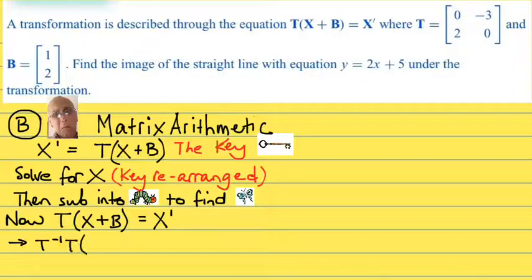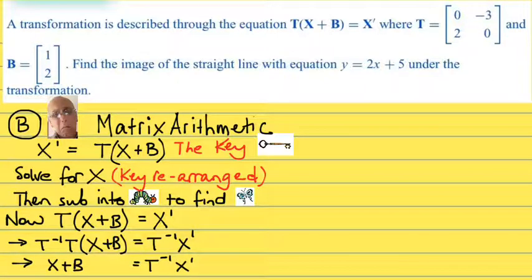So you multiply both sides by T inverse, and that dissolves the first two terms on the left hand side into the identity matrix, which is just 1, so you can forget writing that. And that's what we get. Now we've got to get capital X by itself, so we subtract B from both sides. Now that's what gets me my capital X.